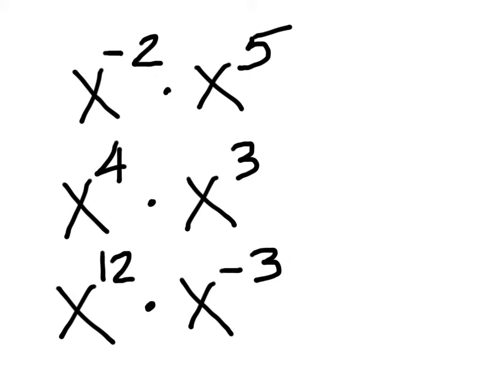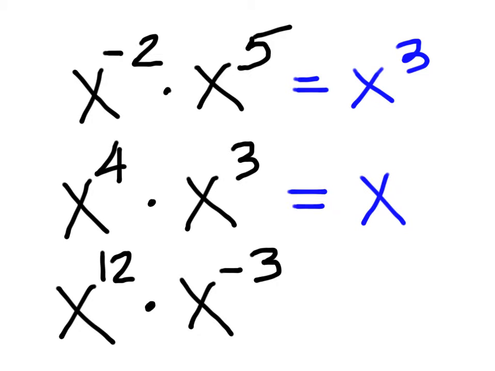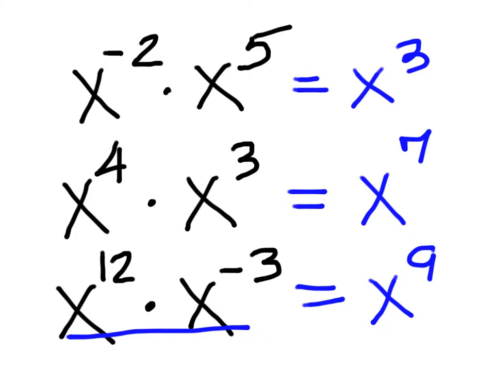What would x to the negative 2 times x to the fifth be? Collins. X to the third is right. And what would x to the fourth times x to the third be? Anybody else? Yeah, what else? X to the 4 plus 3? 7th, yes. And x to the 12th times x to the negative third. Anybody else? 12 plus a negative 3. Karshner, 9, yeah. X to the 9th, that's right.